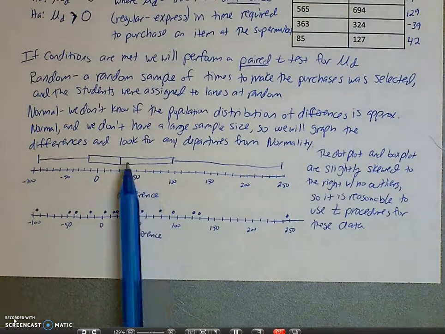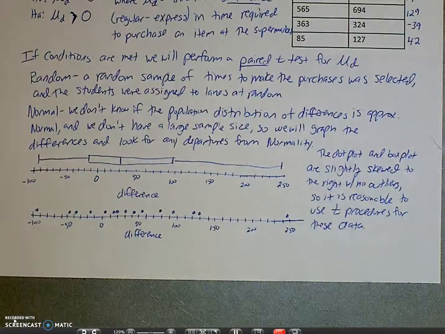So after we make the graph, we have to say that since it's only slightly skewed, not strongly skewed, and there aren't any outliers, it's reasonable for us to use our t-procedures here.